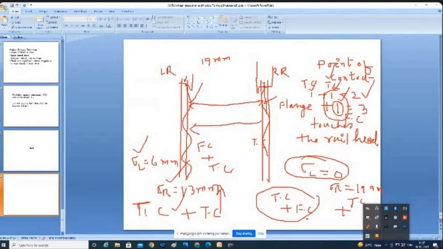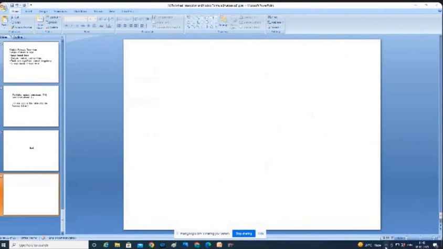If the flange is touching the rail table, then in that case one additional contact will come into picture, that is called the flange contact. This once again I will explain, then we'll go ahead.